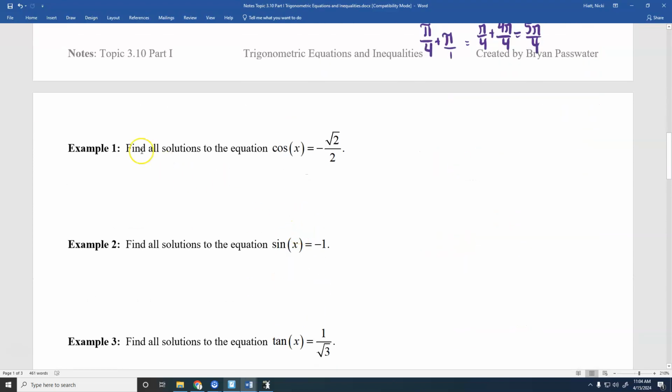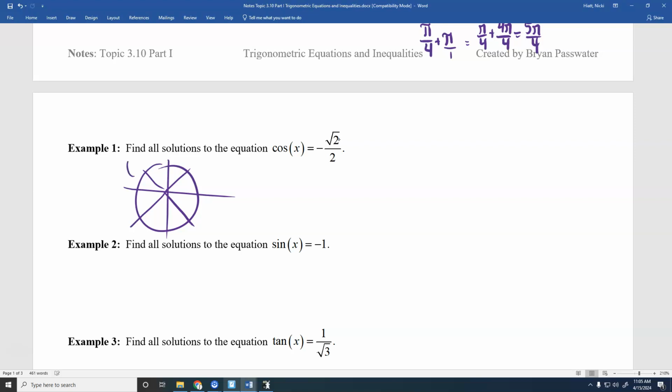All right, so find all solutions to the equation cosine x equals negative square root of 2 over 2. All right, and so if we're looking at our unit circle, the root 2 over 2's happen at the pi over 4's, right? Where does cosine equal negative square root of 2 over 2?